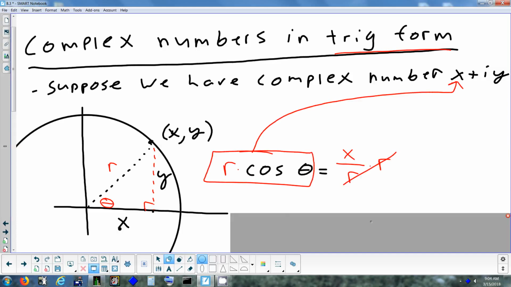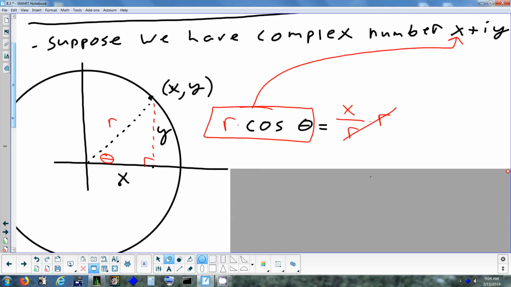In a minute, that's going to get plugged in right there. Okay, let's do y first. So now, what trig function could I use that would involve y and r?